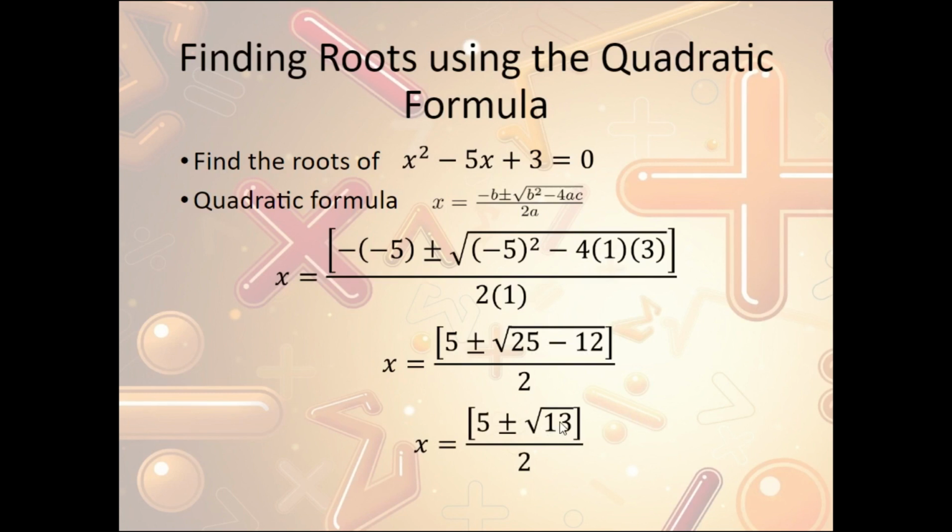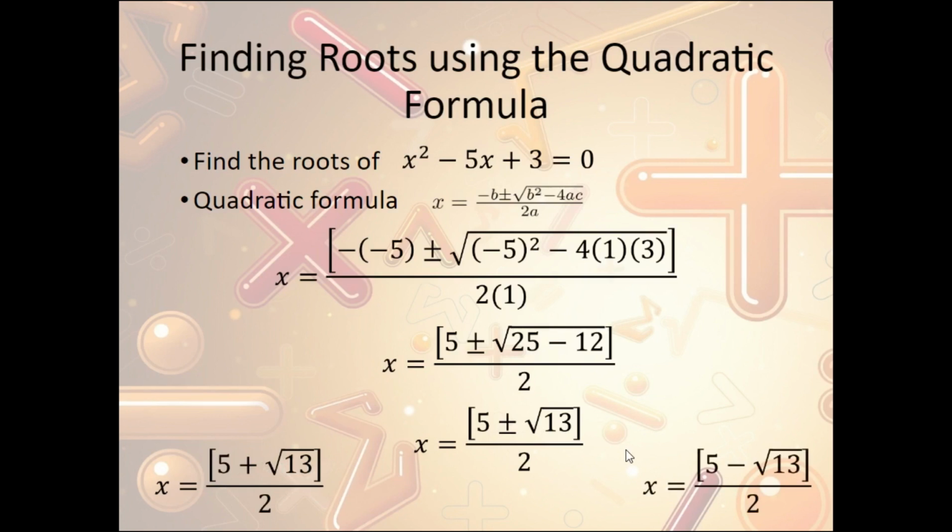Now, notice there is no perfect square root of 13, so we just leave it as is. We make this a plus, so this is 5 plus the square root of 13 over 2. And then the minus part comes in, so this is 5 minus the square root of 13 over 2. Anytime you see this plus or minus, that means we're going to do two things: add it and then subtract it. So we're going to do both. Here's our addition, here's our subtraction, these are our two roots.